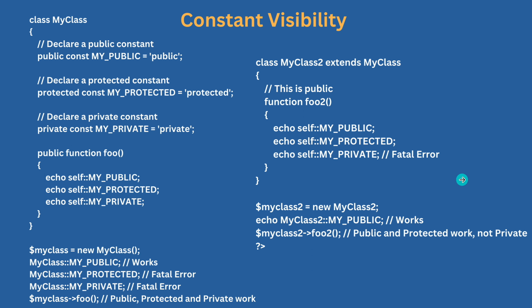So just tell me, in the extended class, why is my private variable causing a fatal error? Because private properties are only accessible within the class. Any property which is private will only be accessible within the class. And in the child class, which will be accessible? Public and protected both. Clear? Awesome. Great, so we can move on to the next point, right?